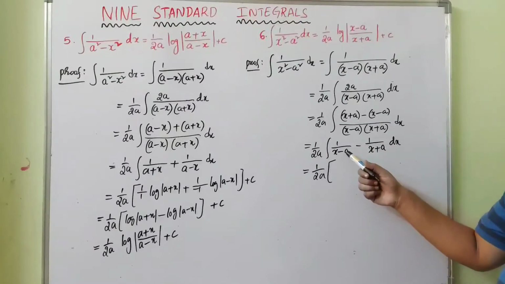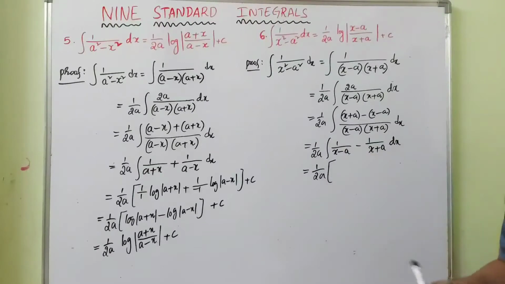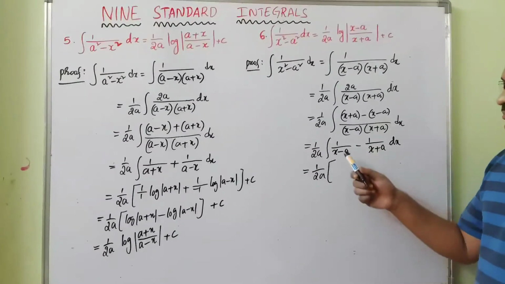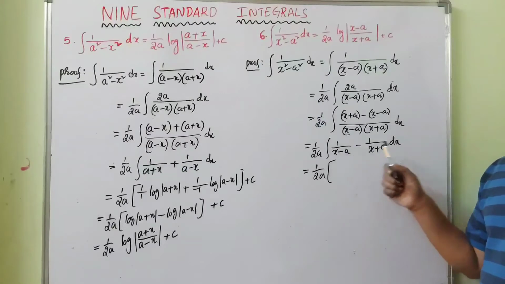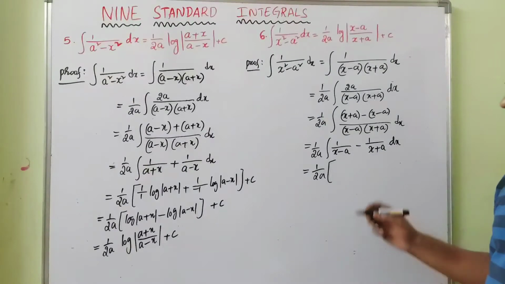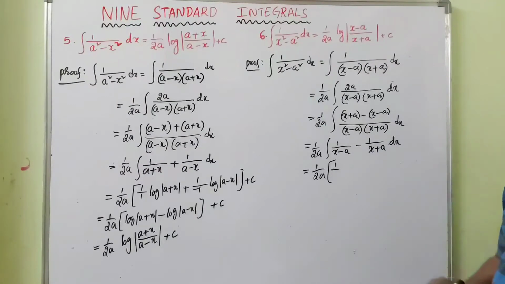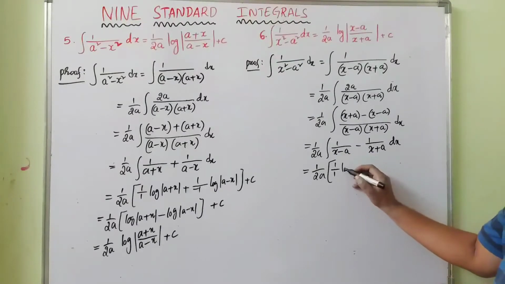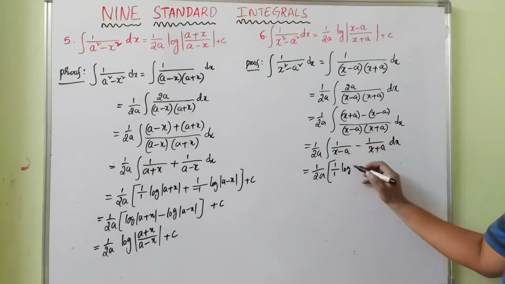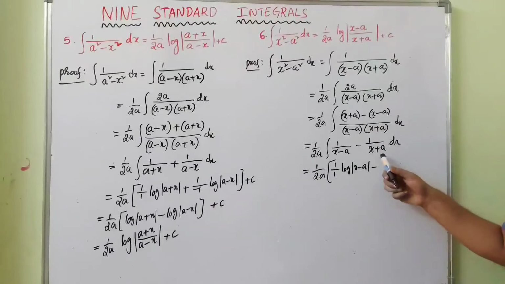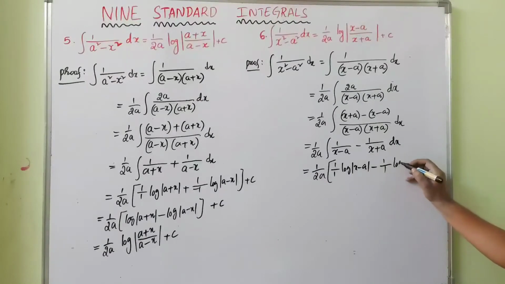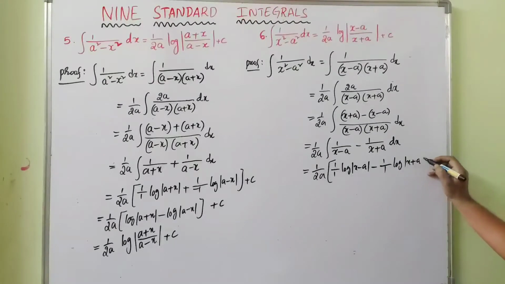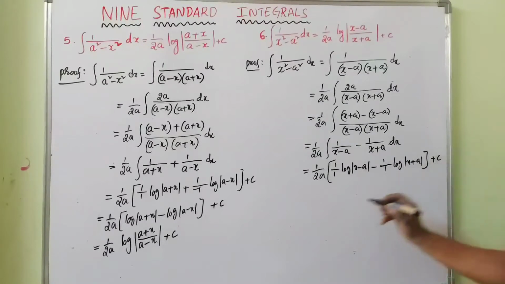Look, first one, this is in the form 1 by x. 1 by x integration is log x. But instead of x we have x minus a. In that case what to do? First we have to write the x coefficient, which is 1, into, as usual, integration 1 by x minus a is log of mod x minus a, minus, here also same thing, x coefficient is 1, 1 log mod x plus a plus c.